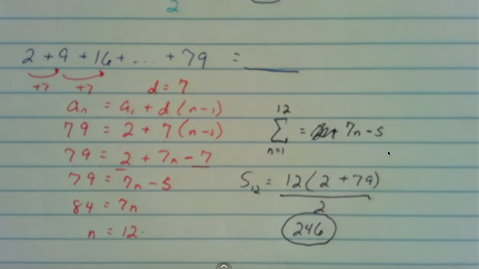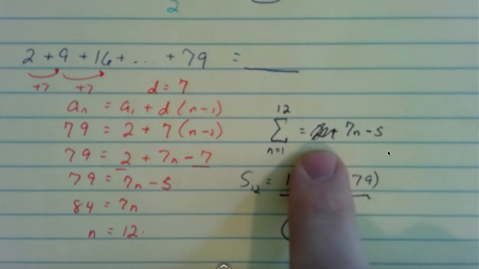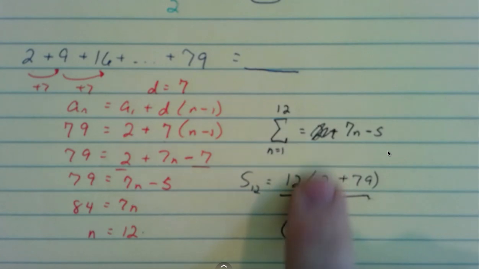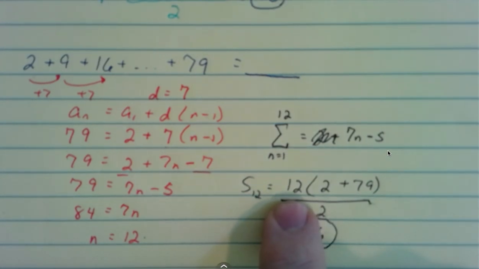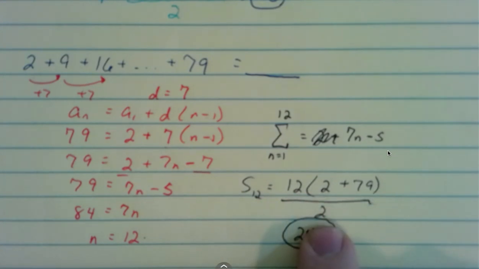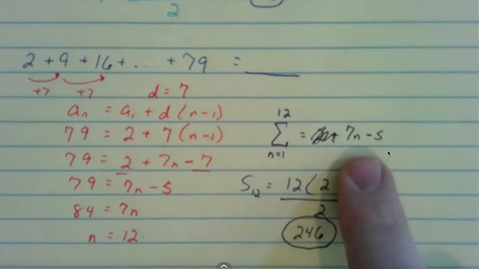So again, we figured out how many terms there were. We went ahead and wrote our sigma notation. We probably could have skipped that step and gone straight to this because we knew it was S sub 12 equals 12 numbers, the first term, the last term, divided by 2. So I could have skipped this step here.